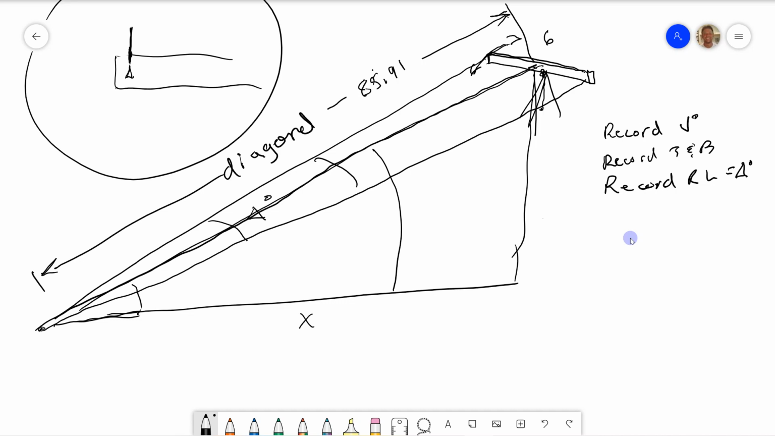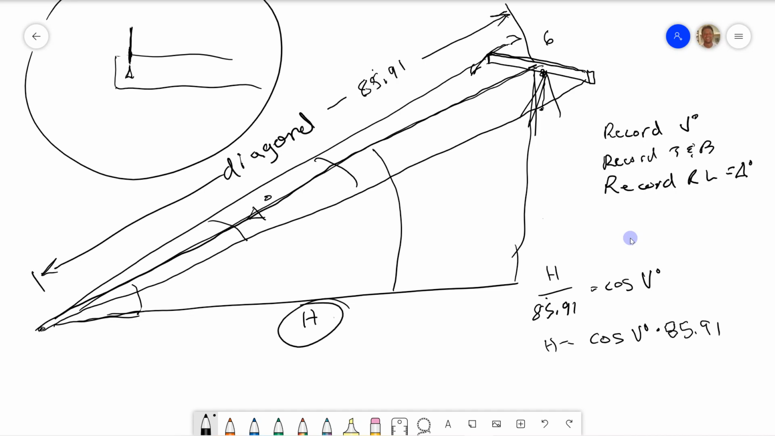And we're looking for the horizontal, let's call it H. So H over the diagonal, 85.91, is equal to cosine of the vertical angle. And then H is equal to cosine of the vertical angle times 85.91. And then you would have H. That's how you'd solve for H.